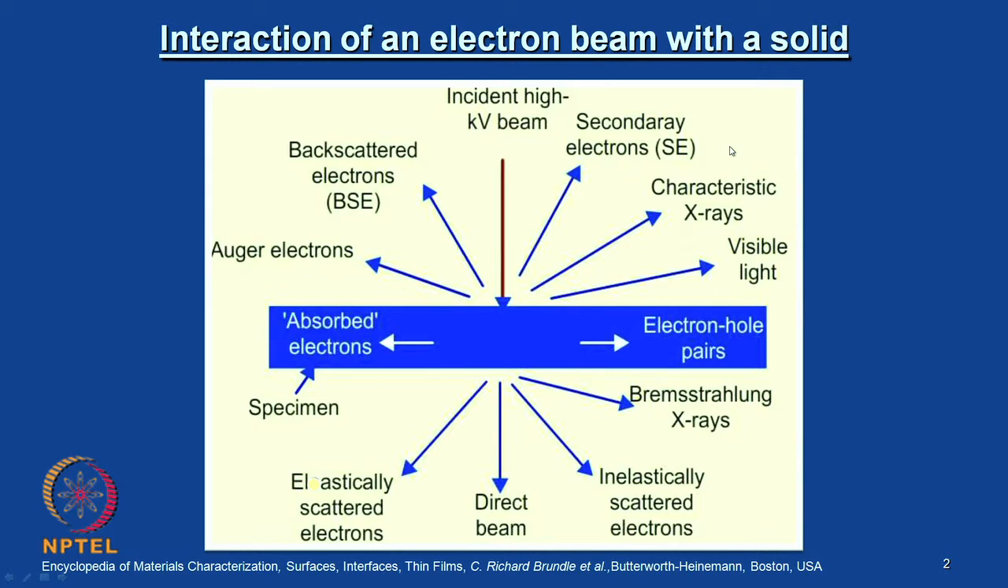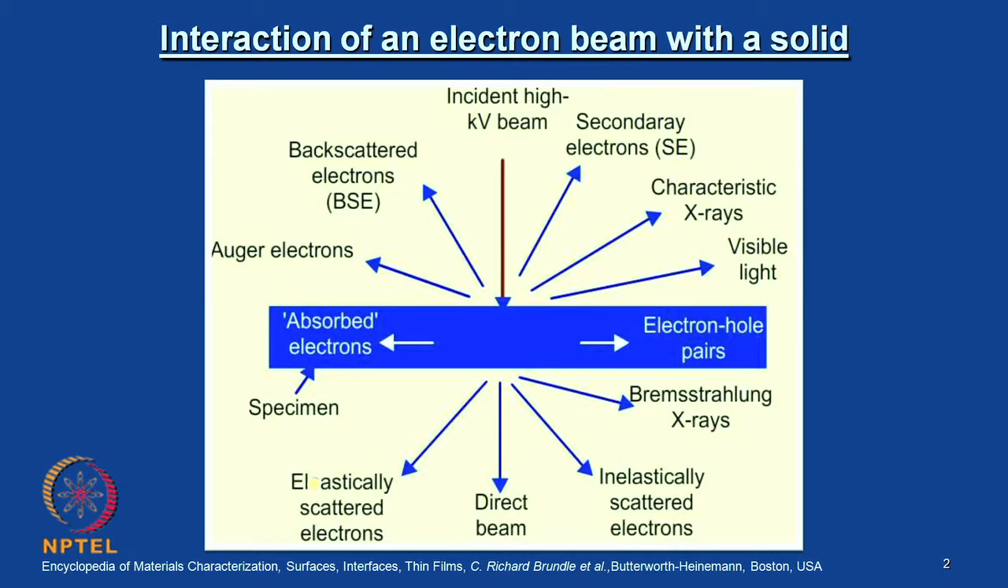We will look at all the spectroscopic techniques in a different lecture series, but you see here, this is also one of the important signals which you get out of the electron beam specimen interaction. And then the backscattered electrons and secondary electrons are used in SEM, and Auger electrons are used in Auger electron spectroscopy, and the direct beam which comes through the specimen is used in transmission electron microscopy, and you have all these other signals also being used in the transmission electron microscope for different applications. We will look at that at an appropriate time.